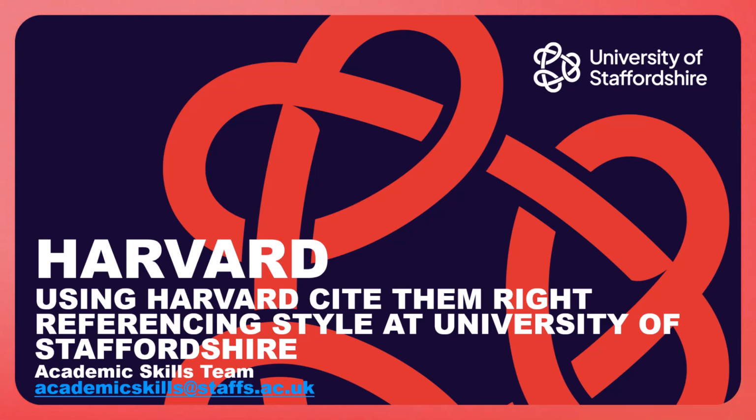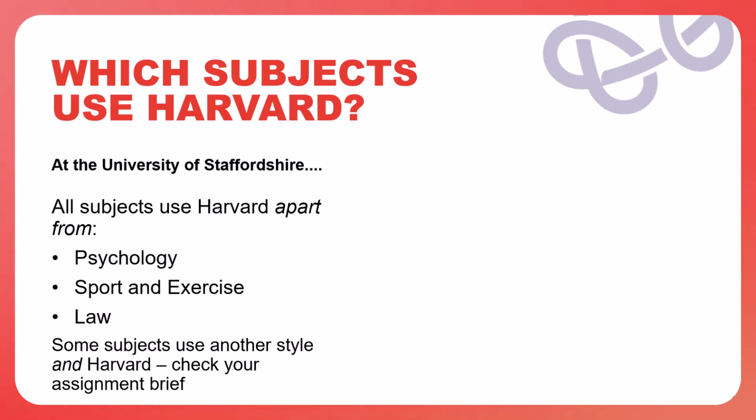Harvard Cite Them Right referencing style is the most commonly used at University of Staffordshire, and this short video will show you the basics of how to use it. First of all, it's important to make sure that your subject area uses Harvard before you watch any more of the video. Now, generally speaking, at the University of Staffordshire, all of the subjects at the university use Harvard, apart from psychology, sport and exercise, and law.